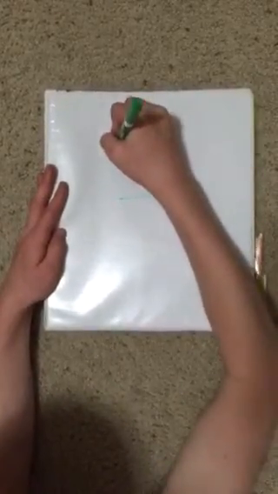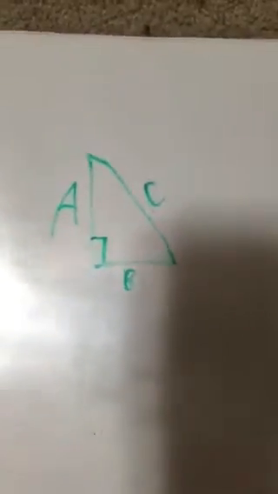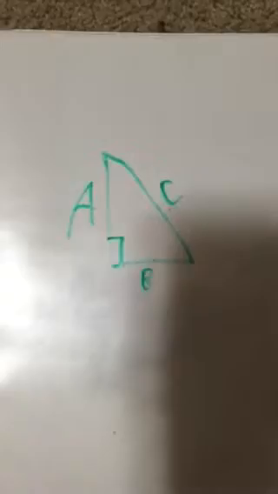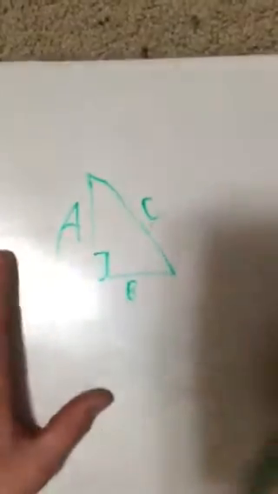So let's make a triangle here. Marker's running out. All right, that's really bad. So c is on the opposite side of the right angle. Let's just say this is b, this is a. Pythagoras figured out that these two added together would equal this right here.